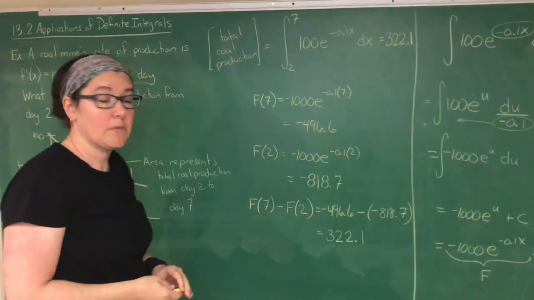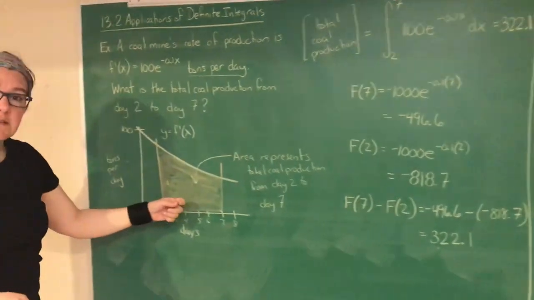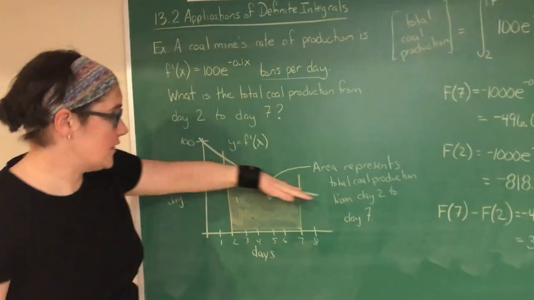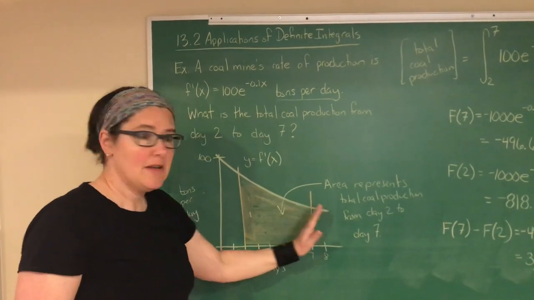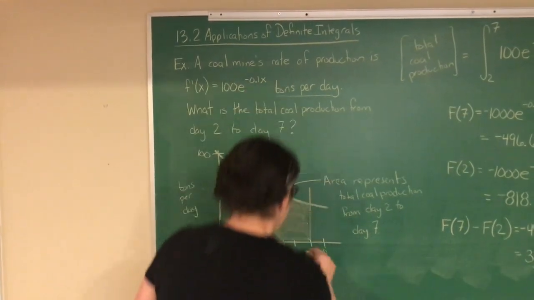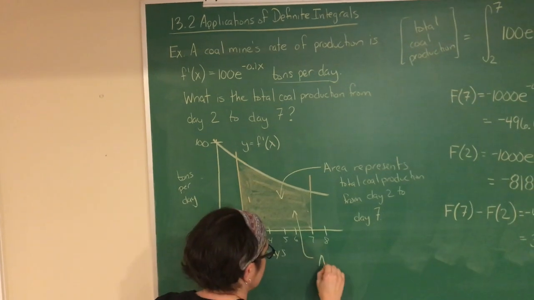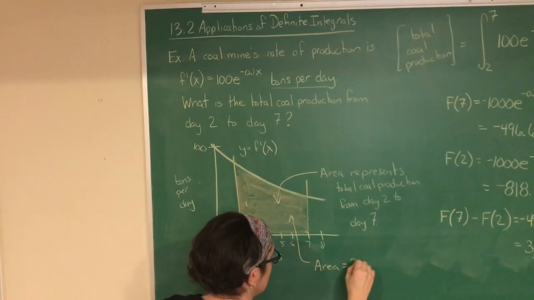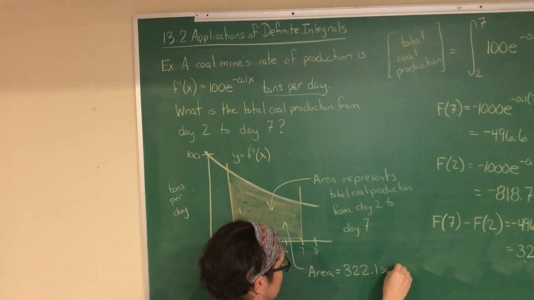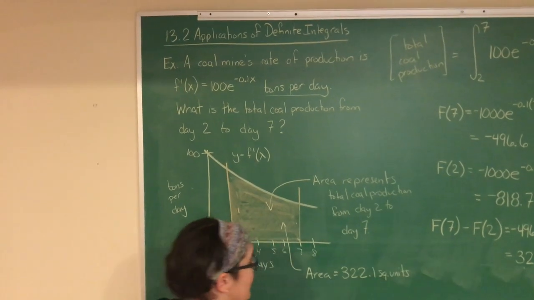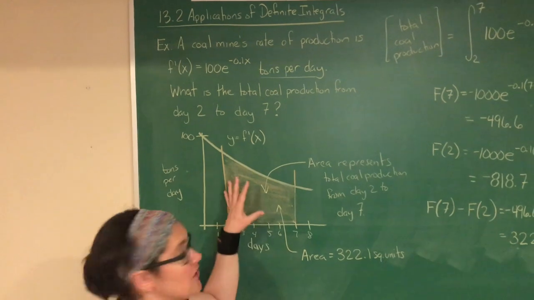Okay. So what that tells us is that this definite integral up above is equal to 322.1. That means that the area under our derivative function between x equals 2 and x equals 7, that area is equal to 322.1 square units as a shape.